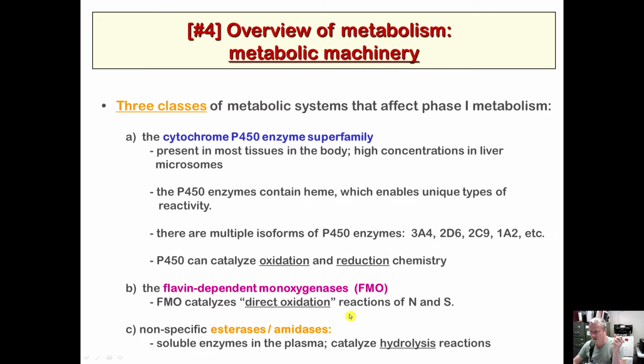And then we also have other enzymes, esterases, amidases, peptidases, proteases, things like that, that are soluble. So they're just present in the plasma, and they catalyze hydrolysis reactions to cleave esters and amides and things like that. We'll see examples of that as well.